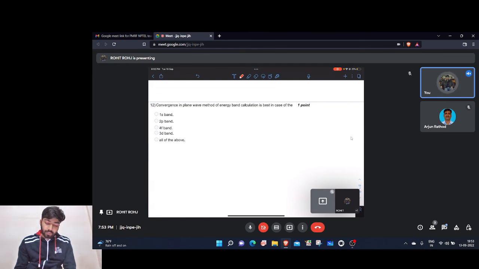Now question number 12 is: the convergence in plane wave energy band calculations is best in the case. For lower levels of bands, this convergence method turns out to be very effective. The lowest band in the given options is the 1s band, so plane wave energy band calculation is best only for 1s. If we go to higher bands, we require more orbitals per site into consideration, which demands more computational time. So it only works for the 1s band in the best case.